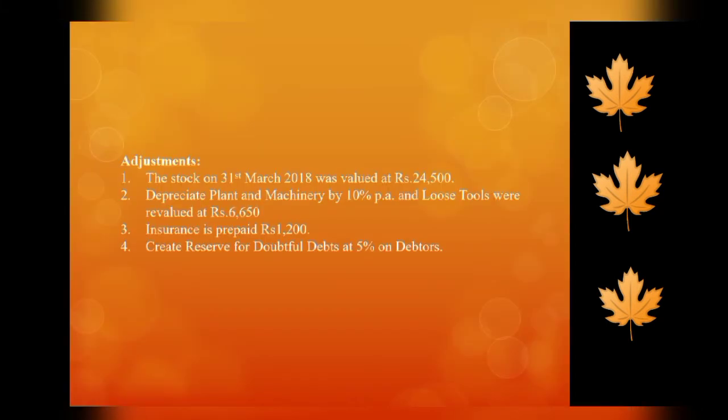Then there are adjustments to be made. The first adjustment is, the stock on 31st March 2018 was valued at rupees 24,500. Second, depreciate plant and machinery by 10% per annum, and loose tools were revalued at rupees 6,650. Third adjustment, insurance is prepaid rupees 1,200. And the last, fourth adjustment is, create reserve for doubtful debts at 5% on debtors.